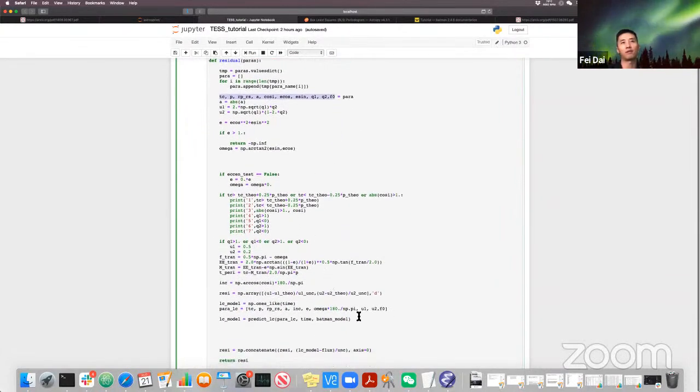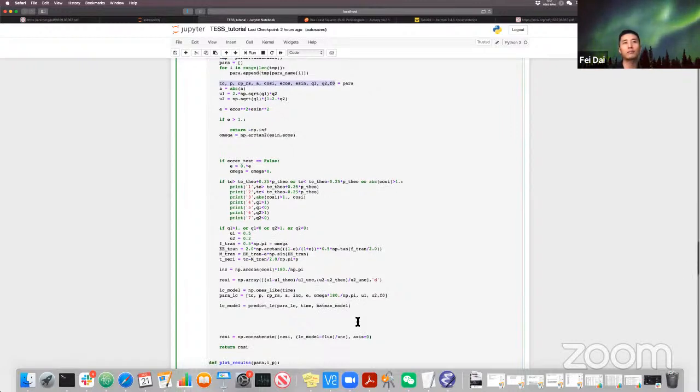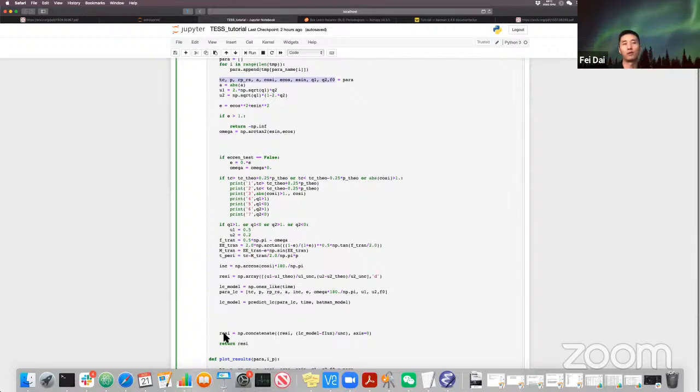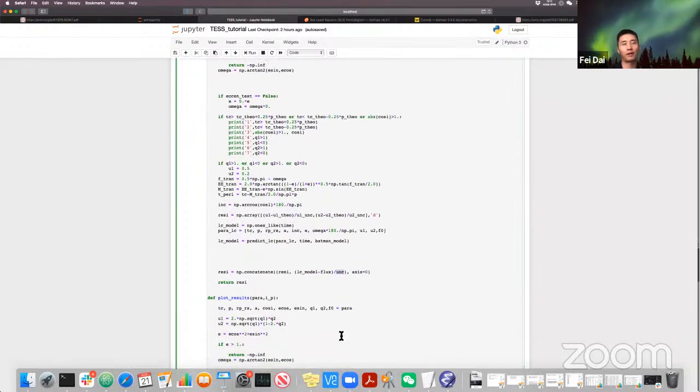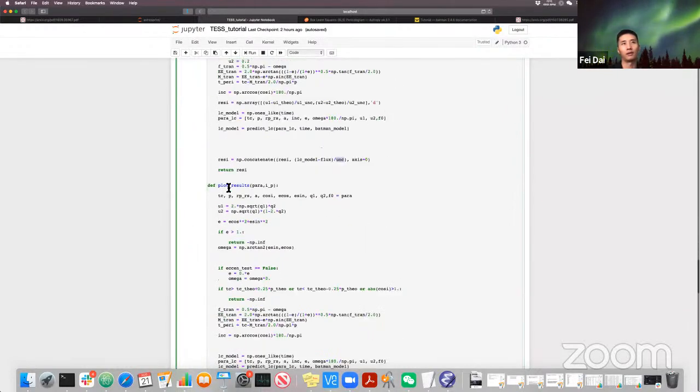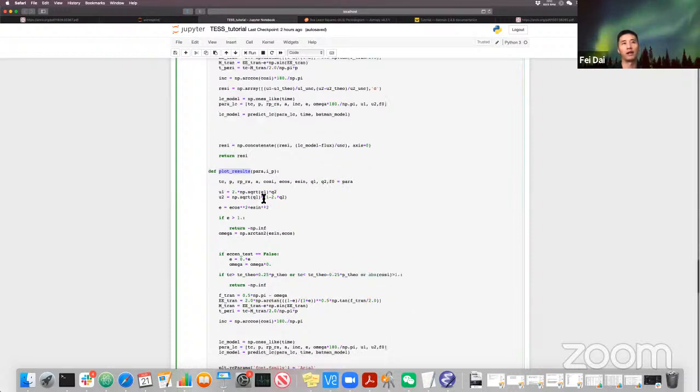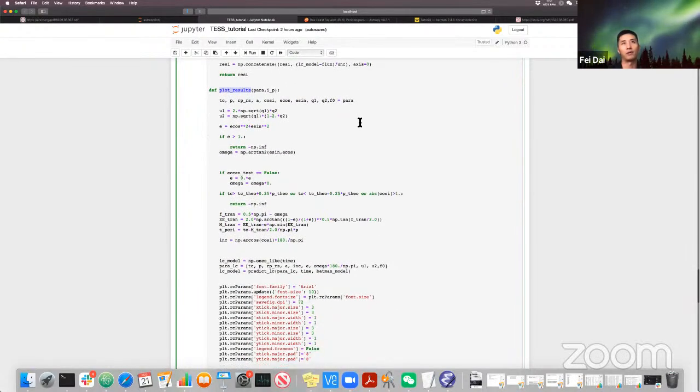This is basically solving the Keplerian problem, which is converting time to a location of the planet on the night sky. And this residual is basically the model light curve minus the observed light curve divided by the local uncertainty. And this plot result function is to quickly plot how the light curve looks given the combination of parameters we have seen.